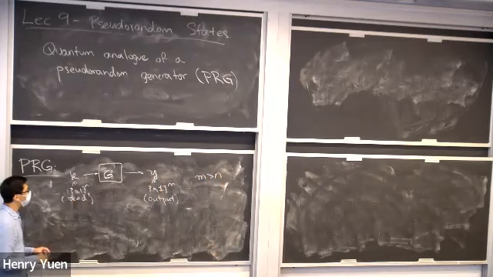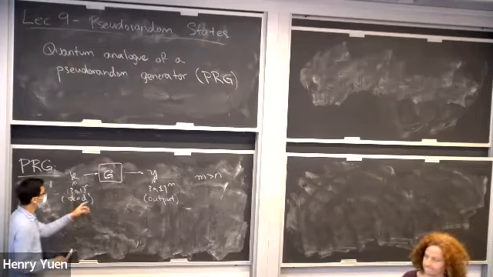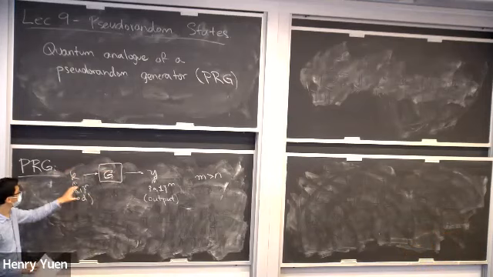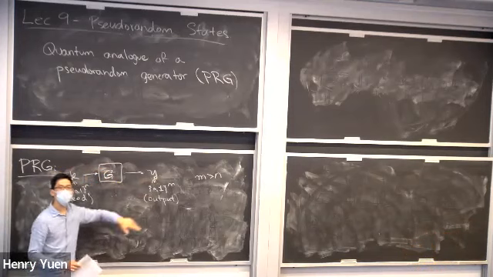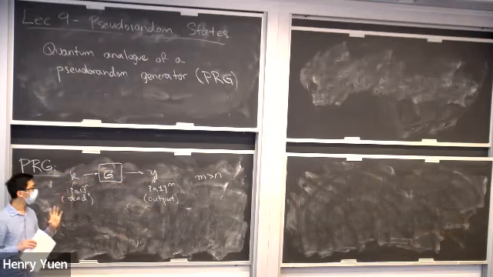The property of this PRG that we want is that if we feed in a uniformly random string k to this box, it outputs a string that's going to look uniformly random to all observers that run in polynomial time.